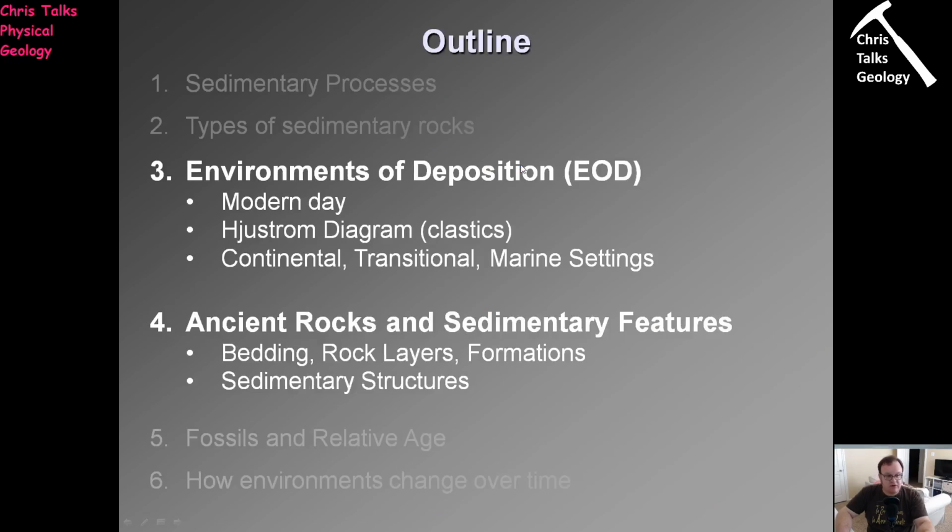Okay, so what are we going to focus on today? Well, we're going to focus on the environments of deposition. So we're going to have a look at several different modern environments of deposition, the types of sediments that are deposited in those environments, and exactly the kind of stuff that we look for when we go and look for rocks. So the indicators of modern environments that we see today are exactly the types of indicators that we look for in the rock record.